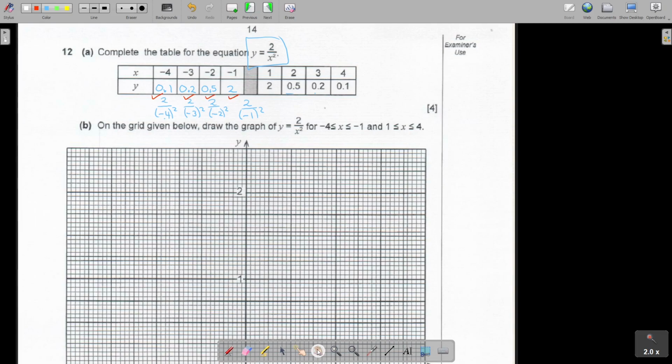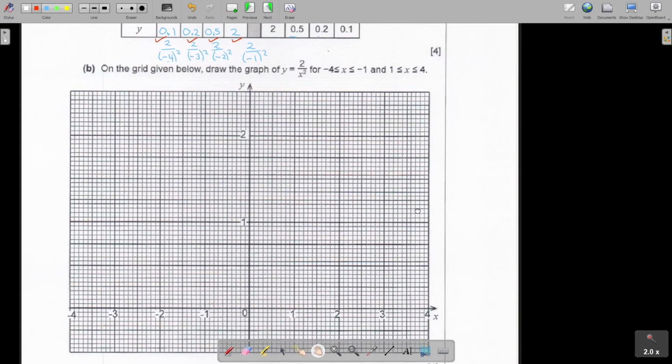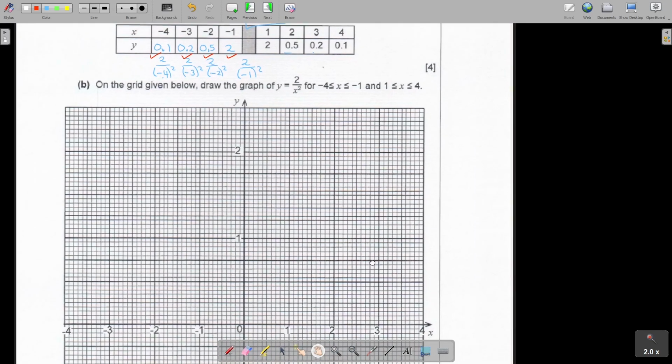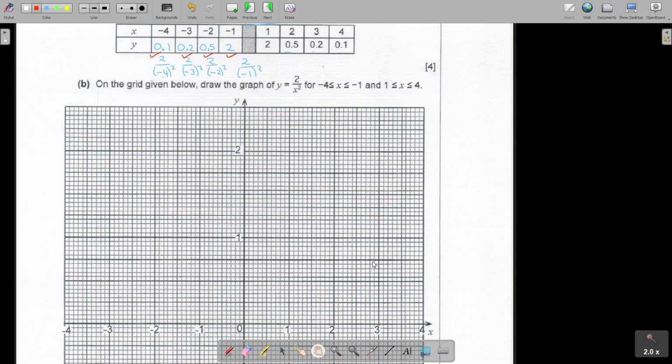Now comes the plotting. The plotting is very important that you do that correct. Make sure you plot the points correctly. So this is negative 4, and first look at your scales. That one is all right: negative 0.1, negative 0.2, that's all right.